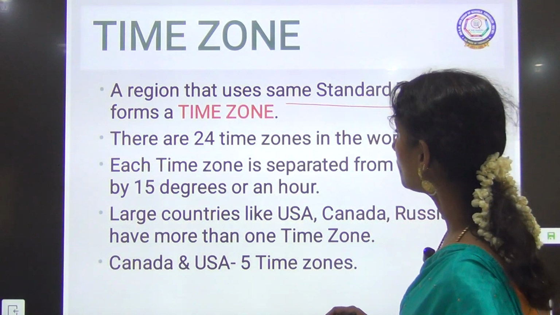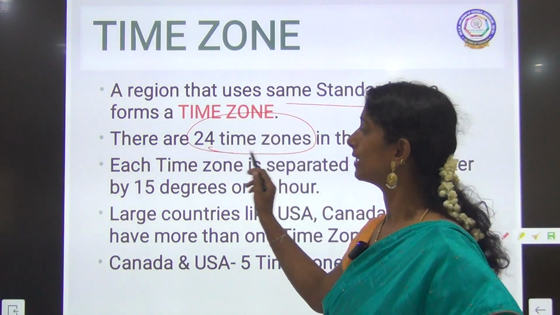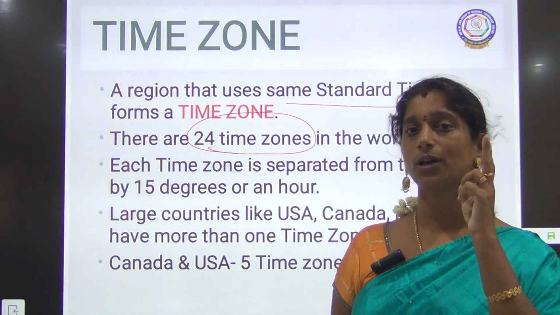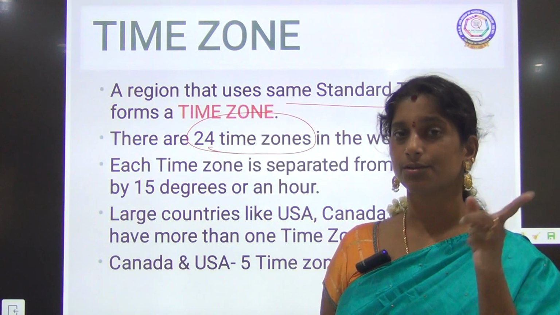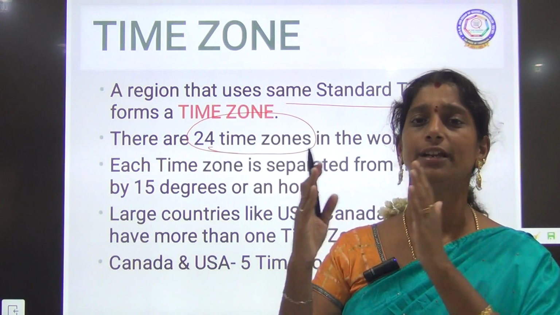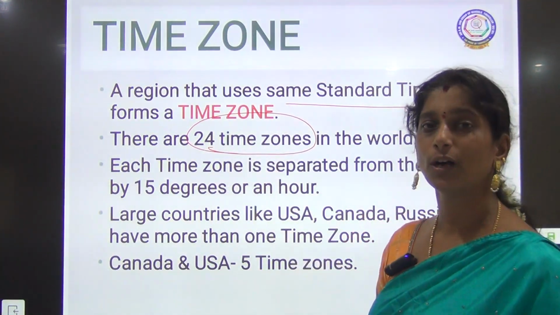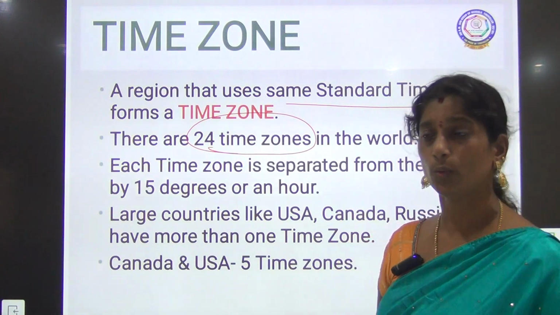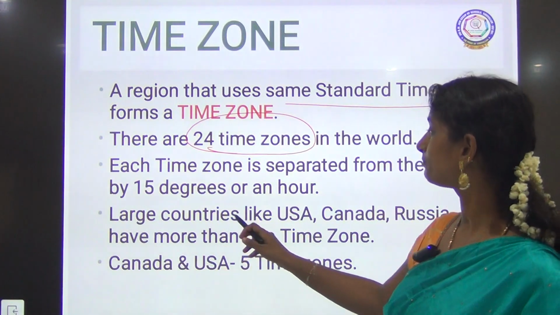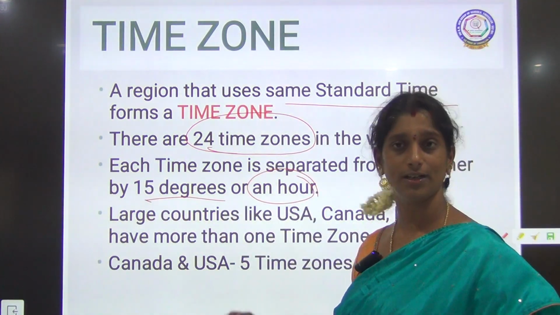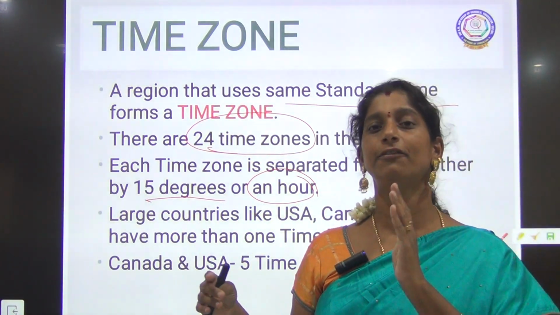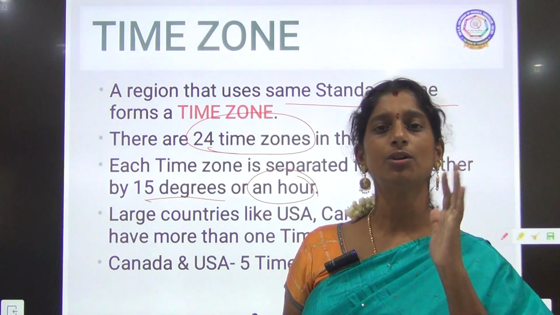Clear? So totally there are 24 time zones in the world. Why are there 24 time zones? Because the earth takes 24 hours to complete a single rotation and 1 hour to complete 15 degrees, and we are dividing it on a 15-degree basis, right? So 24 time zones are there in the world, okay? And each time zone is separated from the other by 15 degrees, or an hour, which I said now. So each time zone varies from the other time zone by 15 degrees, which is equal to 1 hour.